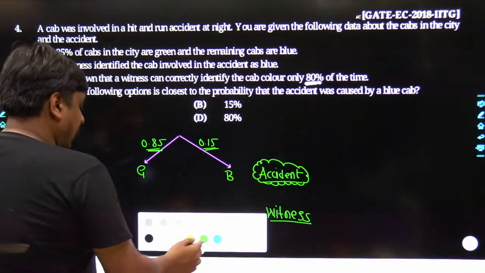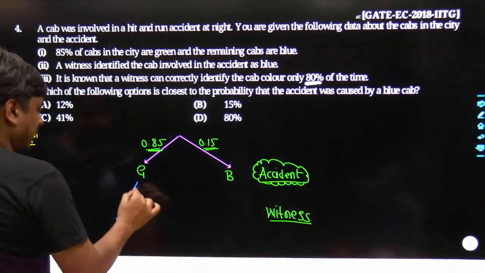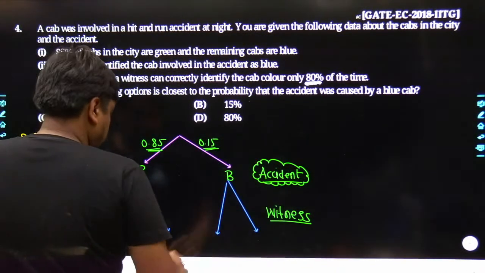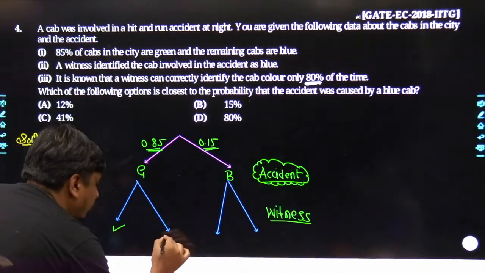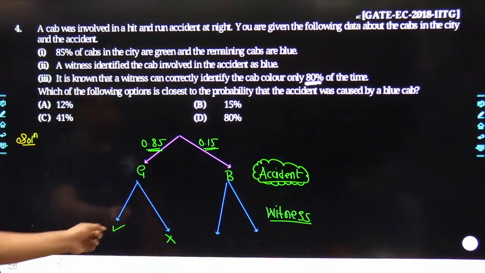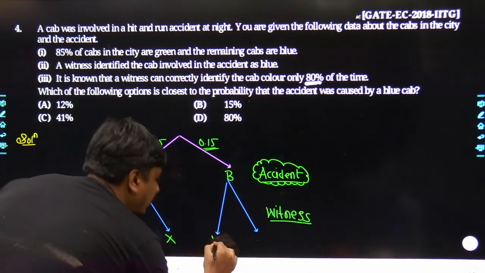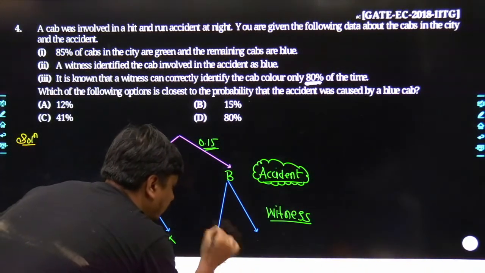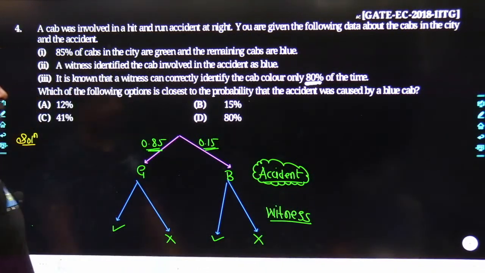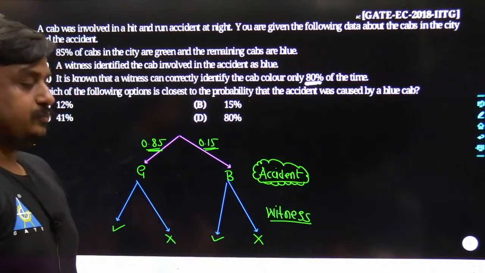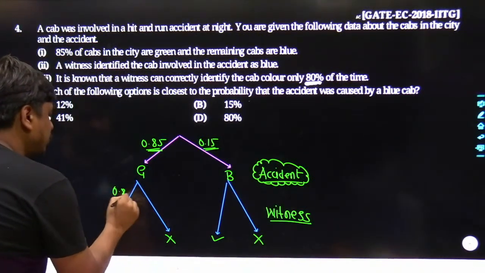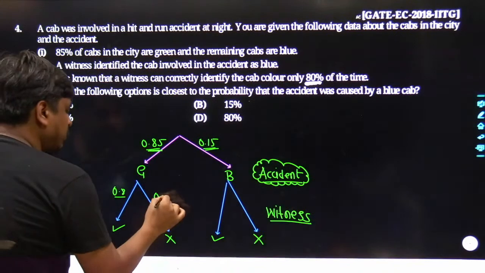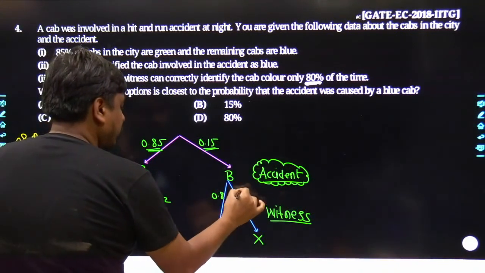That means again we can have further bifurcation. The witness saw the hit and run case correctly, and here it's been wrong. May I know what is its probability? It's 0.8, it's 0.2, it's 0.8, it's 0.2.